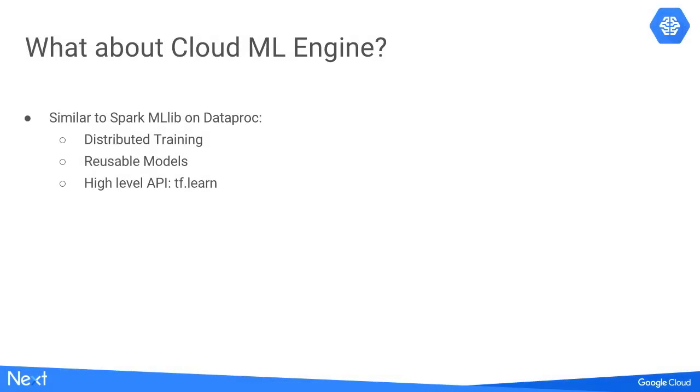So I promised I'd talk about other machine learning offerings, compare and contrast them. So what about Cloud ML Engine? It's similar to MLlib in many respects. You train your models in a distributed fashion. You can persist the models for later use. And the high-level API of TensorFlow, or one of the high-level APIs, is called tf.learn. Both tf.learn and MLlib are based on scikit-learn. So a lot of the estimator model should all feel pretty similar between the two. There are some differences, but it should be pretty much the same.